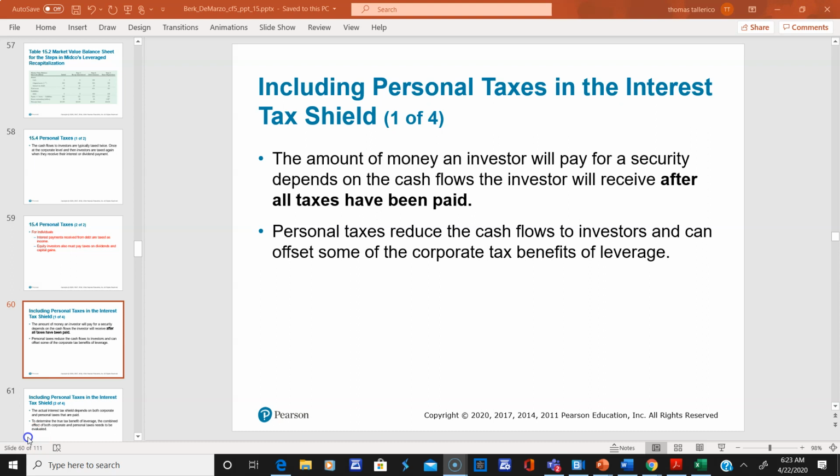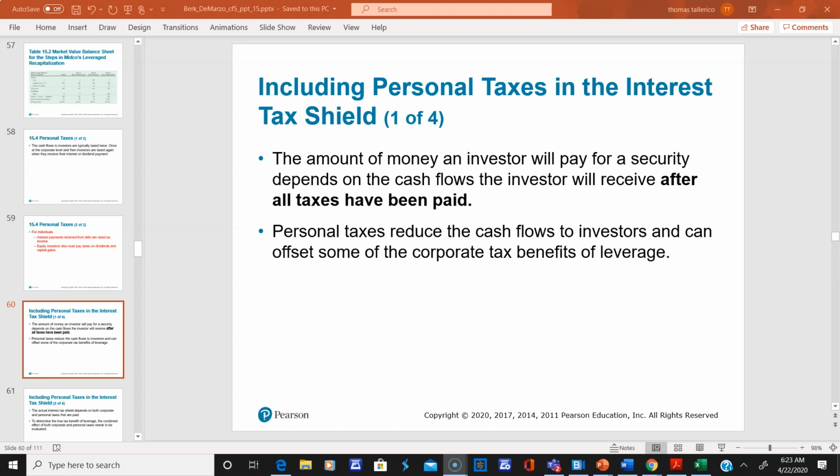Okay, so we're on part 4 now of chapter 15. I'm up to slide 60. We have to start including the taxes that you personally are going to pay when we calculate the interest tax shield, because there's a dual problem here. There's taxes that the company pays, and they need a shield, and we have to include your personal taxes in the interest tax shield, right?